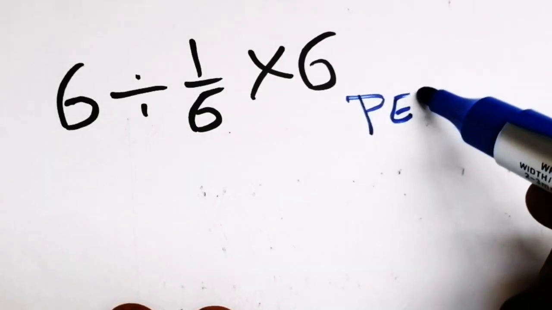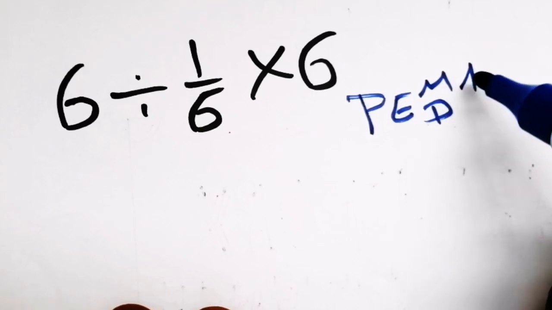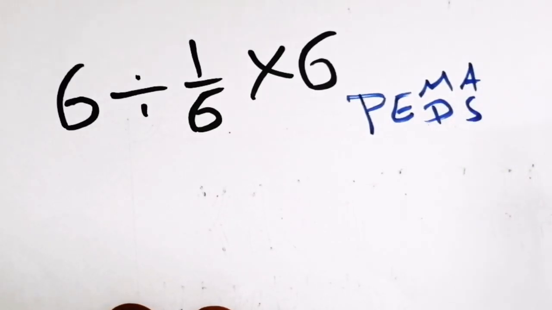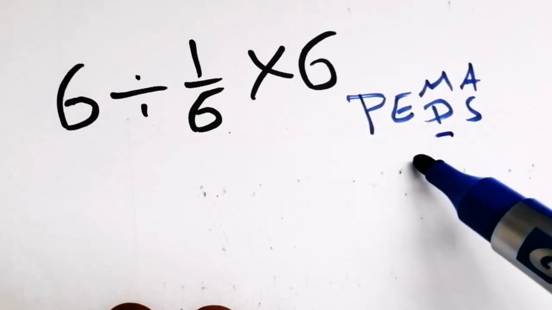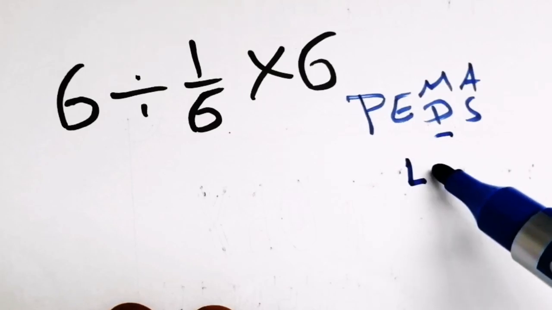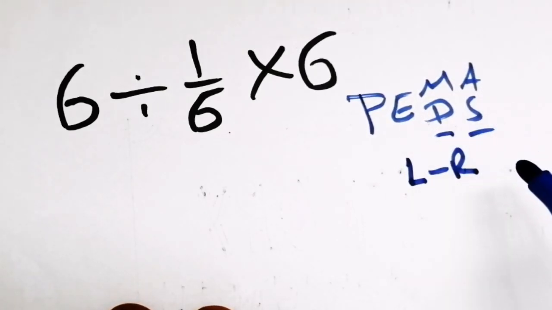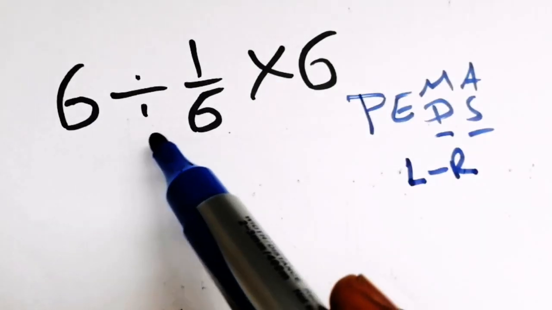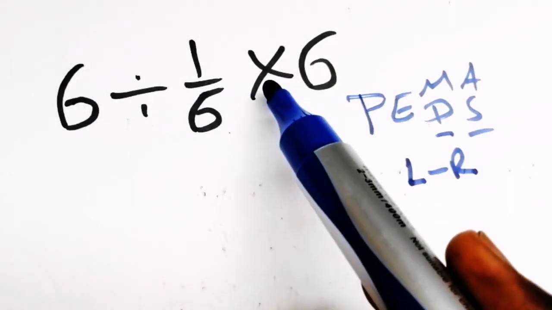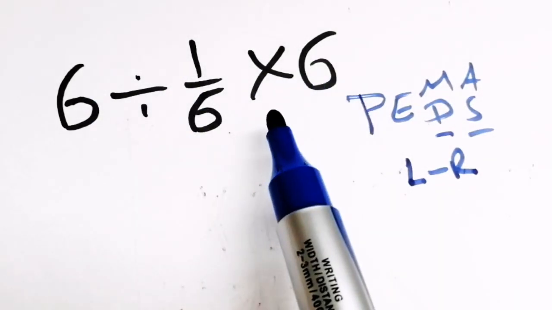then exponent, then multiplication or division, and finally addition or subtraction. Remember that multiplication and division have equal priority. We have to work from left to right. The same applies to addition and subtraction, okay? So in this expression, there is one division here and one multiplication, okay?